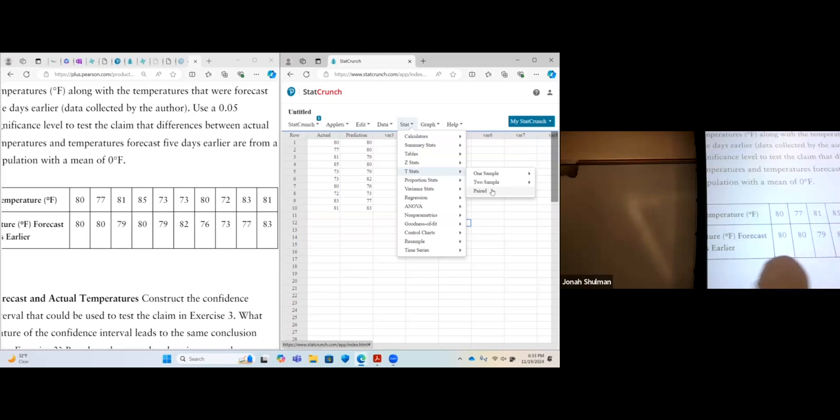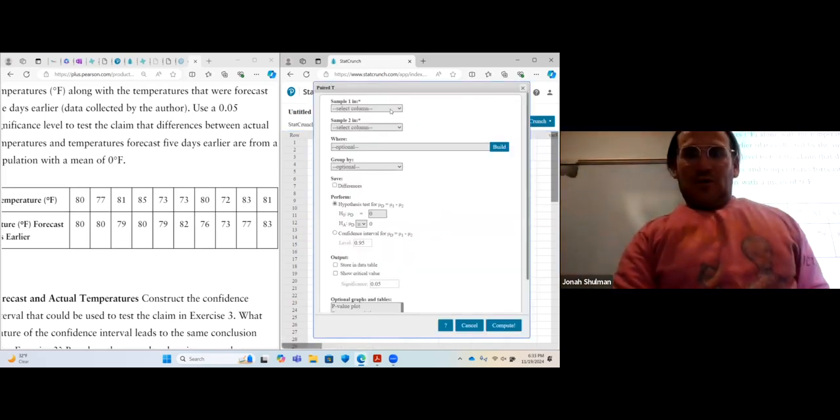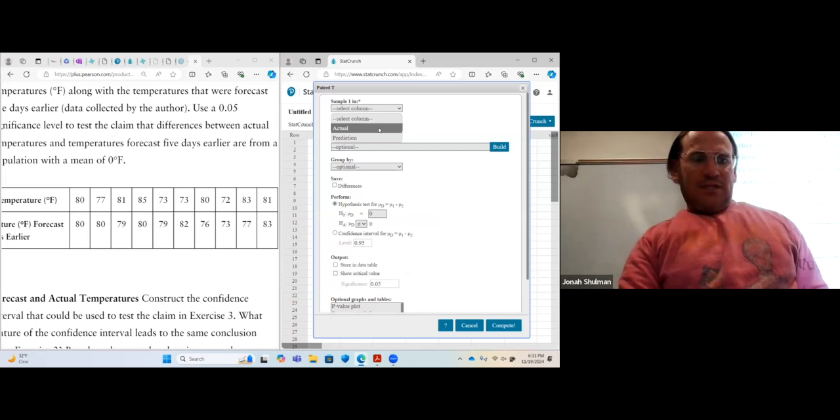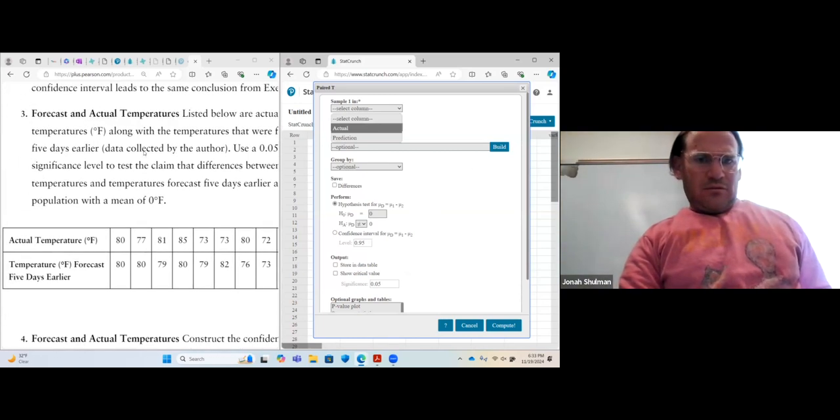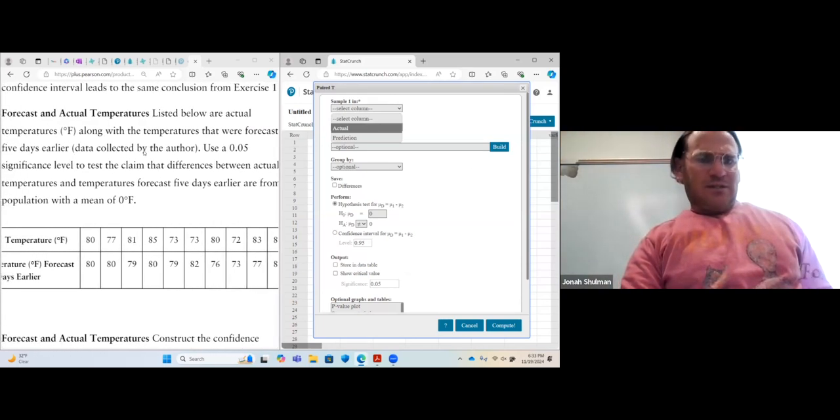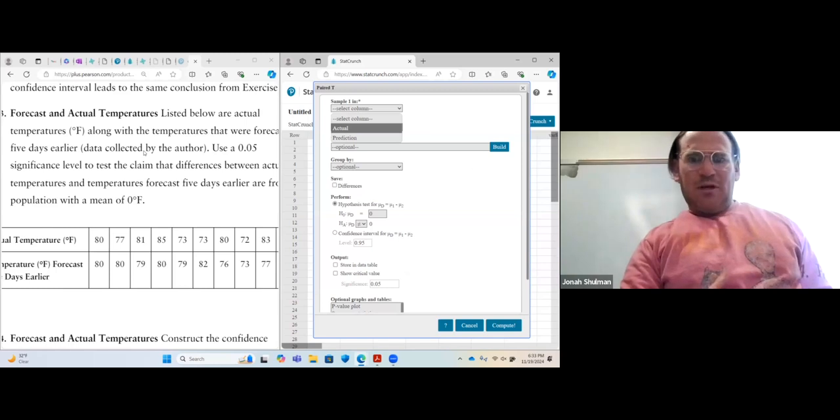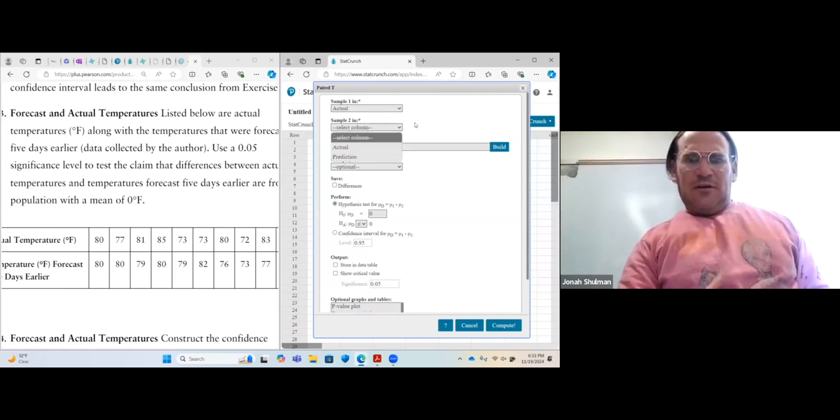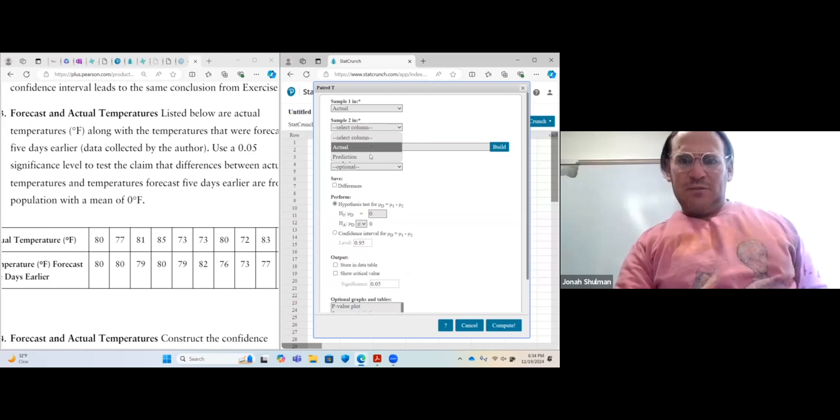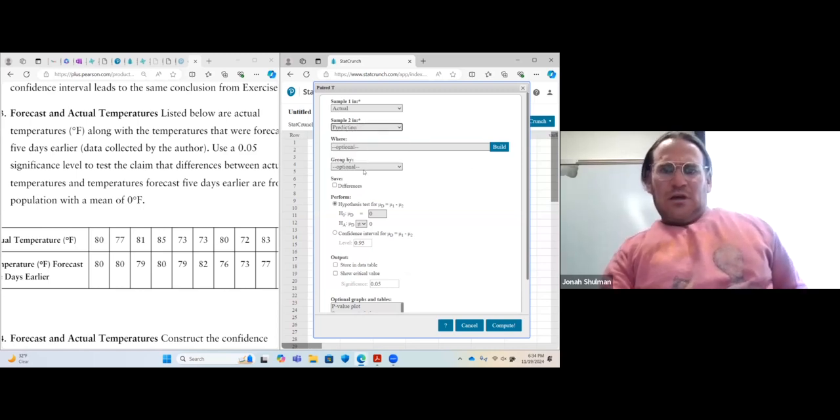All right. I guess it doesn't matter because it's paired, right? Yeah, I'm going to go actual first. I already have the column. Oh, so sample 2 is prediction. We don't need to group it.